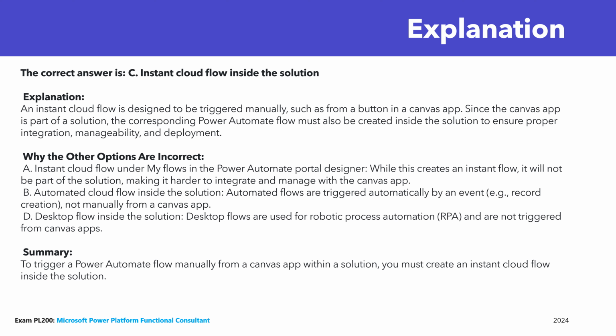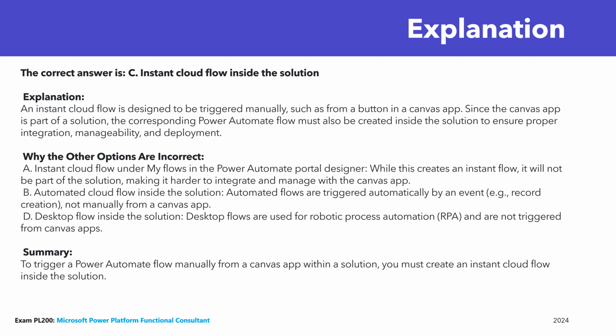Why the other options are incorrect. B. Data table. A data table is used for displaying data from a source but does not store data locally. C. Gallery. A gallery is used to visually display a list of items but does not store data. D. Variable. Variables are used to store single values or small sets of data but are not designed for storing collections of records like names in bulk.